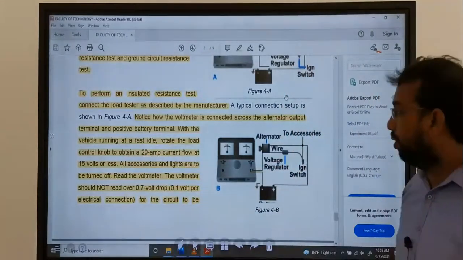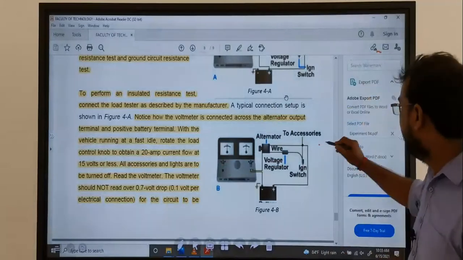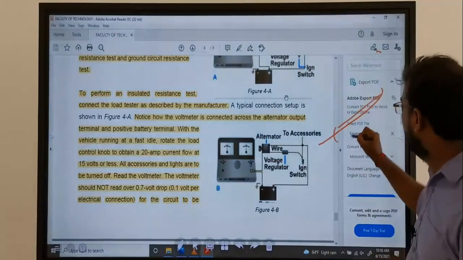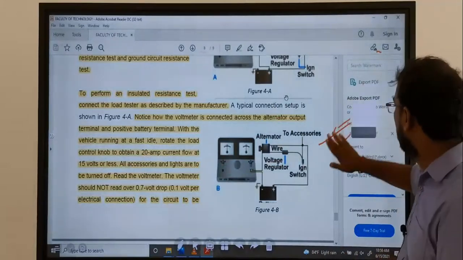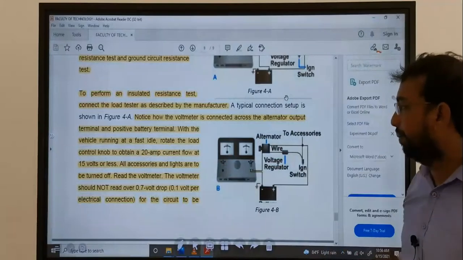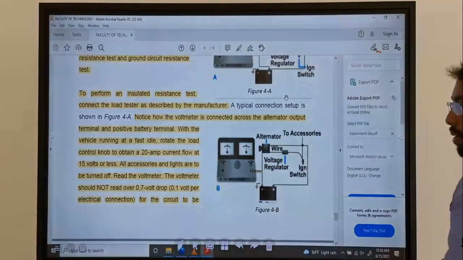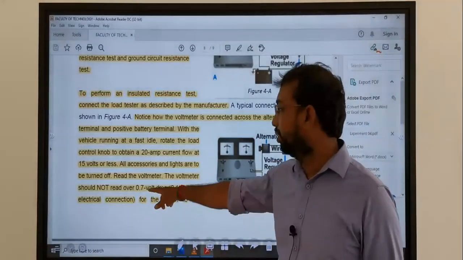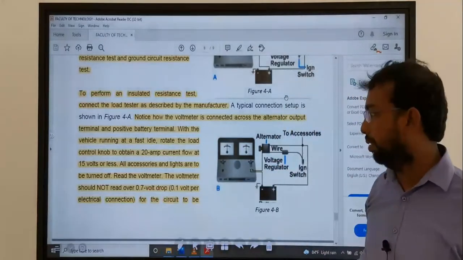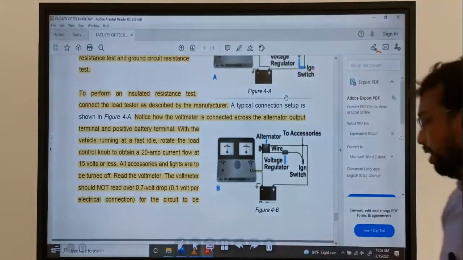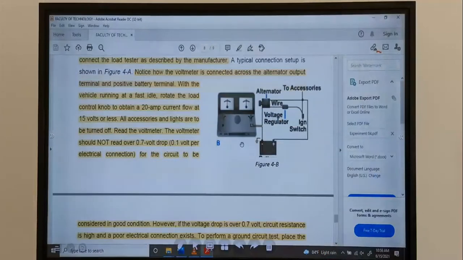Normally every connection has wire, and inside the wire there is resistance. Normally there is a 0.1 volt drop in one electrical connection. Here they assume there are 7 connections for accessories, so normally there is a 0.7 voltage drop. That means the wires have the proper resistance.